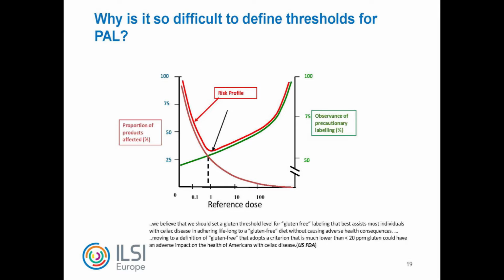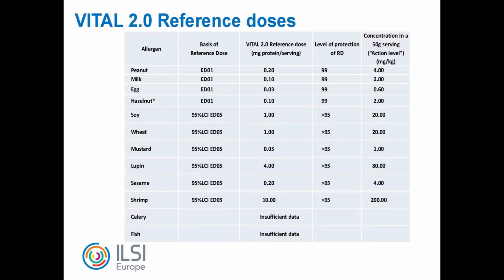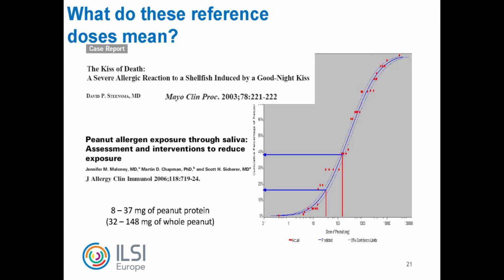And effectively, this is the sort of argument that the FDA used in relation to the adoption of the Codex threshold for gluten versus the figures that they derived through their health risk assessment in another document. I thought it was worth bearing that in mind. You've seen the Vital 2 reference doses already, so I'm not going to go through them in any detail. But what I would like to take you through a little bit is to give you some feel for where they fit within the range of doses that provoke reactions in allergic people. This is one particular, well, this actually refers to a particular study.